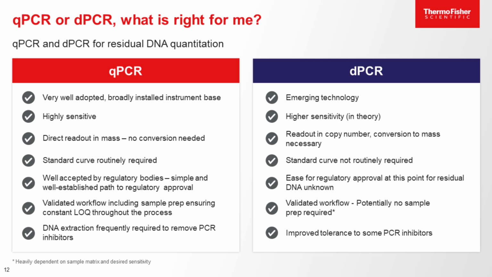qPCR readout is directly in mass, which obviously helps for residual DNA quantitation, so no conversion is needed. On a digital PCR instrument, depending on the assay, it's a simple mass conversion from copy number to mass. Sometimes an experiment is required, really depending on how the assay is designed, what the target of the assay is. So on the qPCR, no surprise, standard curves are routinely required, whereas on digital PCR, it's not routinely required.